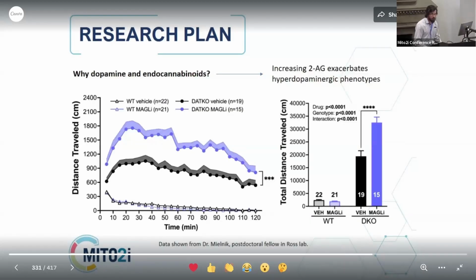But you might also be wondering why dopamine and endocannabinoids. This is not my data. This is data from Dr. Catherine Mielnik, a postdoctoral fellow in Ruth Ross lab. And this shows that increasing 2AG is able to exacerbate hyperdopaminergic phenotypes.